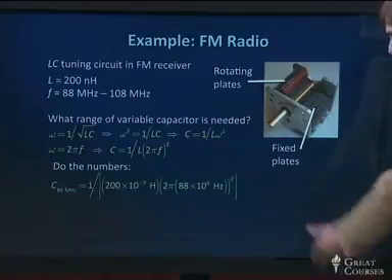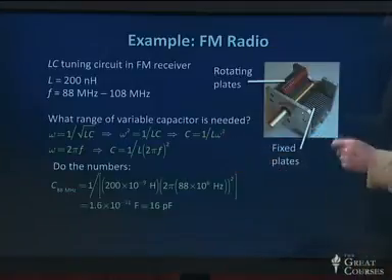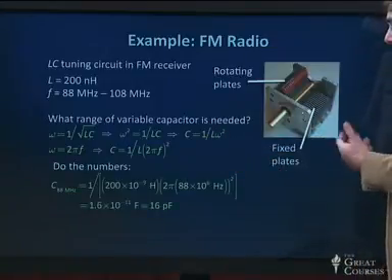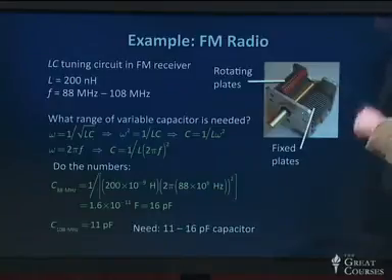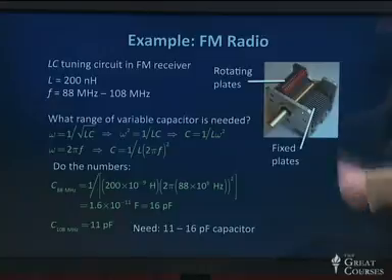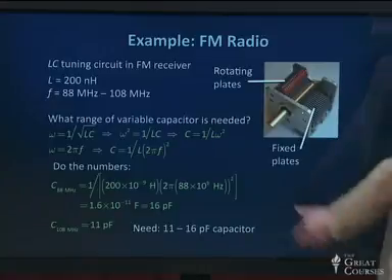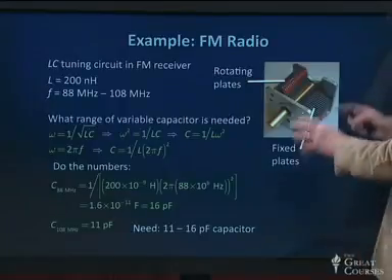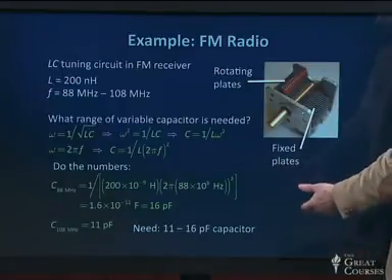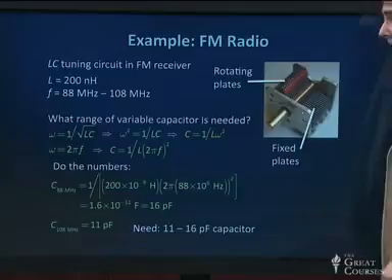At 88 megahertz, work all those numbers out. You get 1.6 times 10 to the minus 11 farads. That's 16 picofarads. Do the same thing at 108 megahertz. You get a smaller capacitance because it's a higher frequency. That's 11 picofarads. So in this case, you need an 11 to 16 picofarad capacitor. So there we've been electrical engineers, and we've designed the tuning circuit for an FM radio.